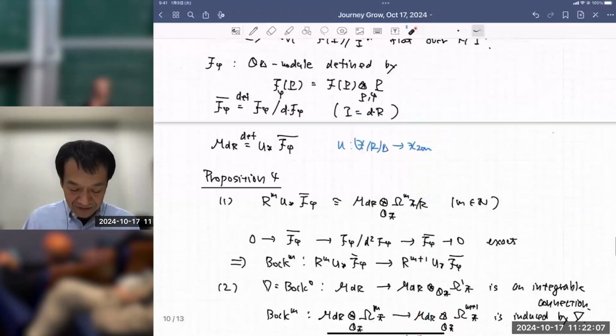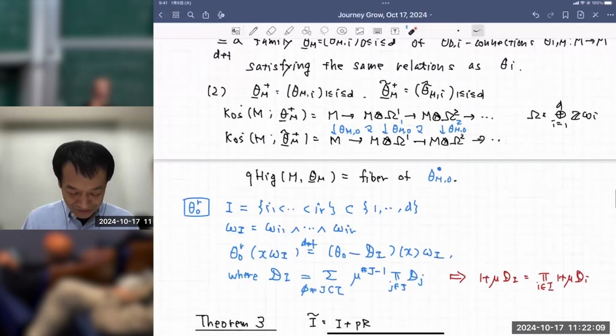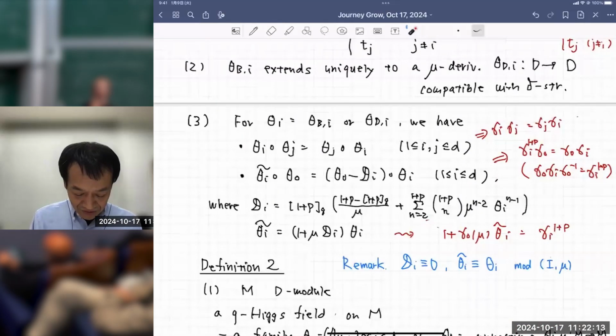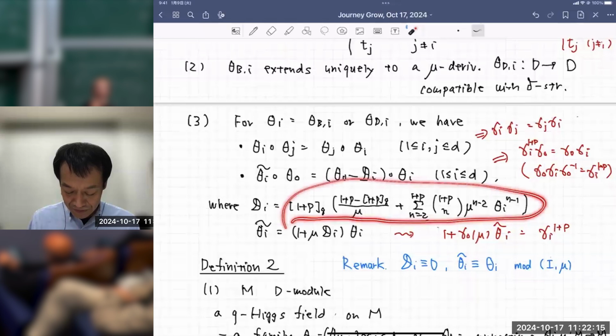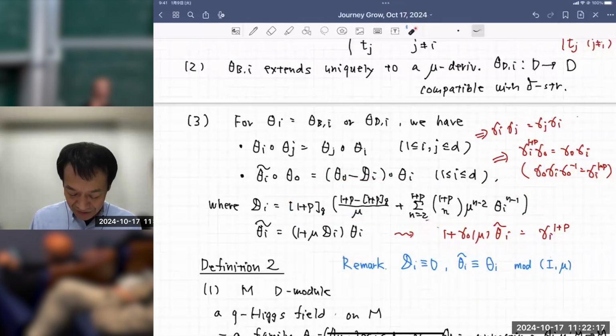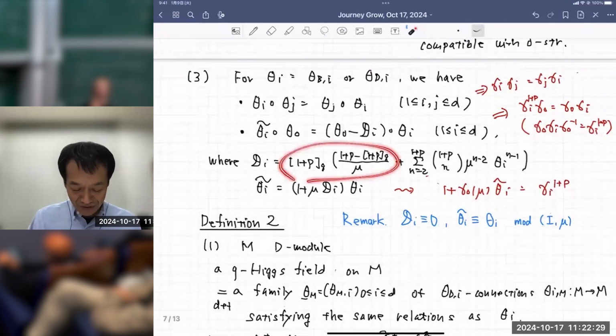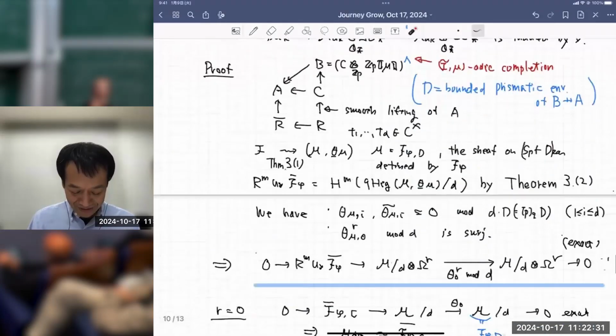And so in the definition, I'm sorry, I have to go back to the definition formula. We have this complicated formula, but if n is bigger than 2, theta I remains, and this becomes trivial modulo D, so this disappears. If you take the reduction modulo D, by a simple computation you get this formula.